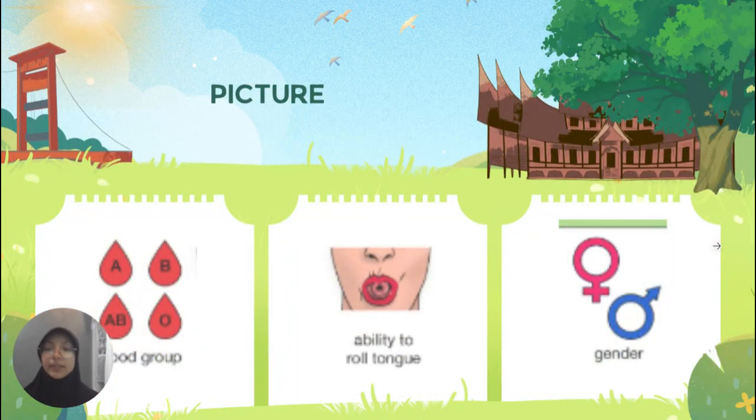This is the picture of the examples that I have, the three. The first one is blood group A, B, AB, or O. The second is the ability to roll tongue. An example is like this. And then the last picture is gender. In the world, humans are man and woman. Not every gender. The others, guys, not other genders.